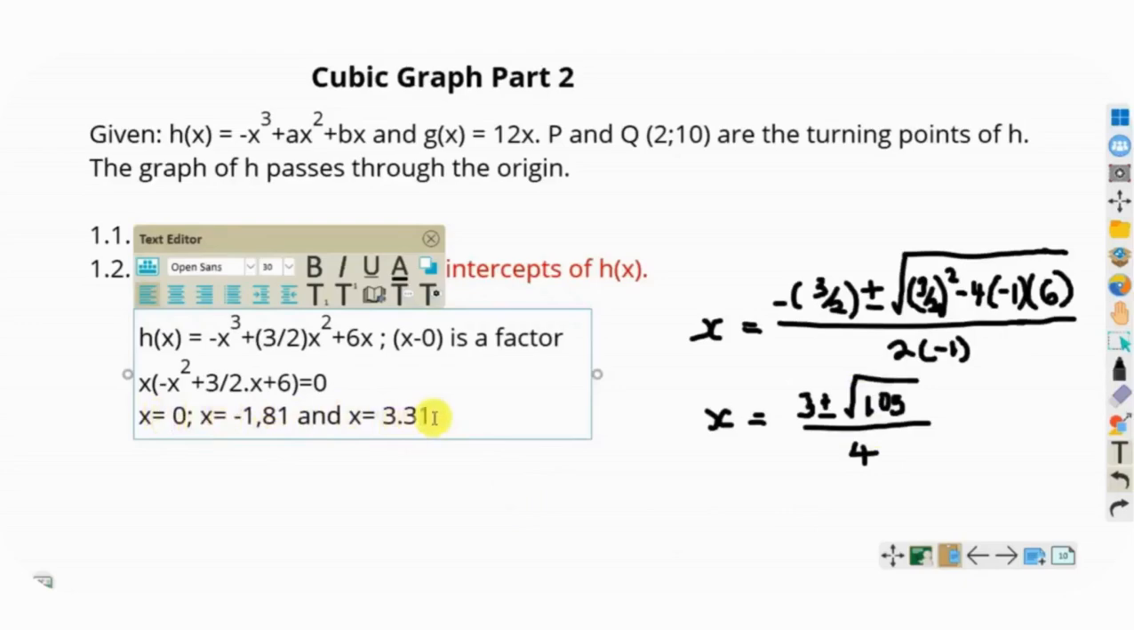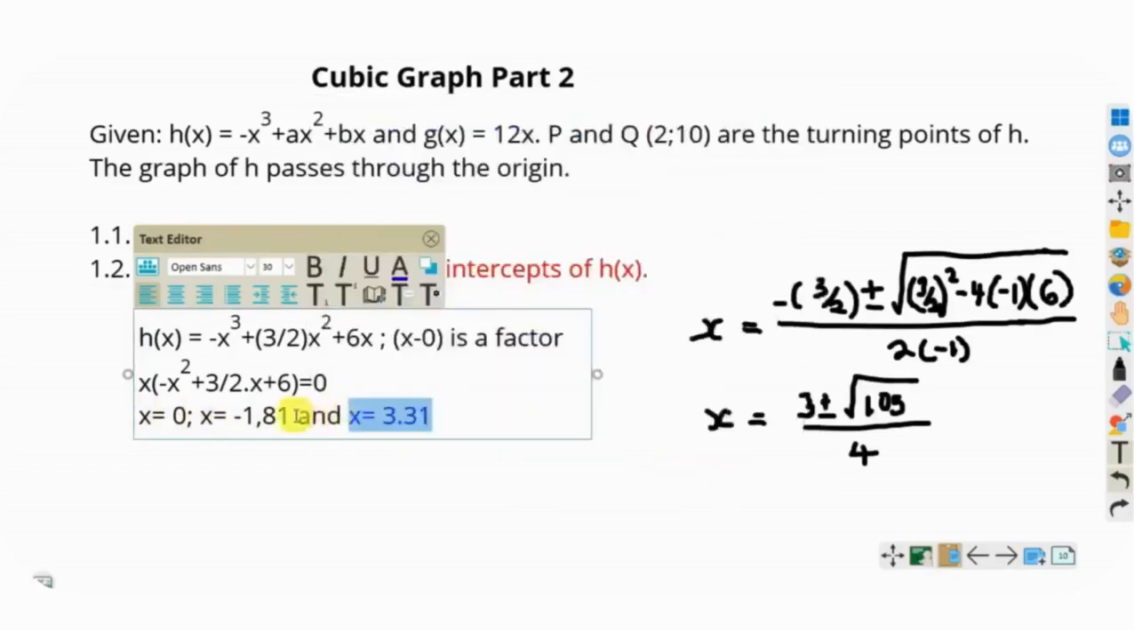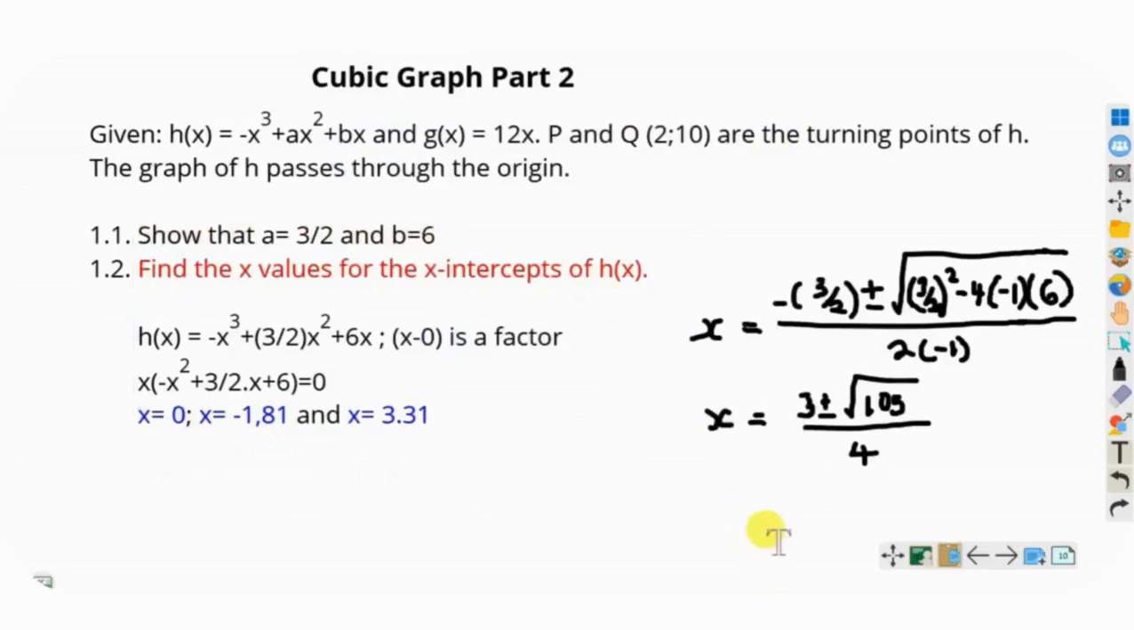Okay, so this is the solution they want. This is the thing they are looking for. Okay, so we solved that. Let us go to the next one.